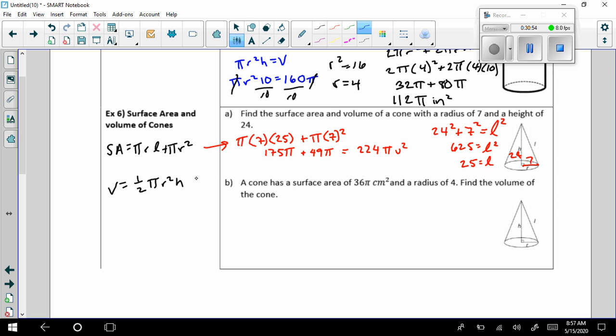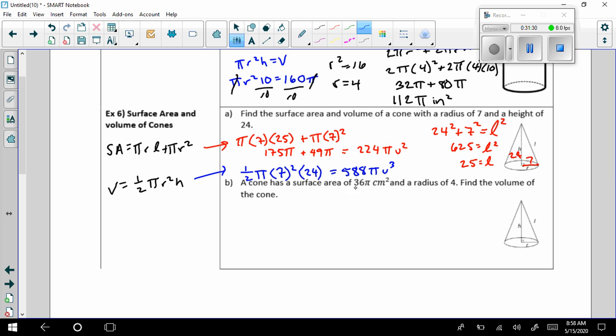That's units squared. And then I do my volume, so I have 1/2 times pi times 7 squared, times the height, which was 24. Again, I'm just going to do 49 times 12 here, and you can type everything but the pi into your calculator if you need to, but I'm going to leave these in terms of pi. So 588 pi units cubed.